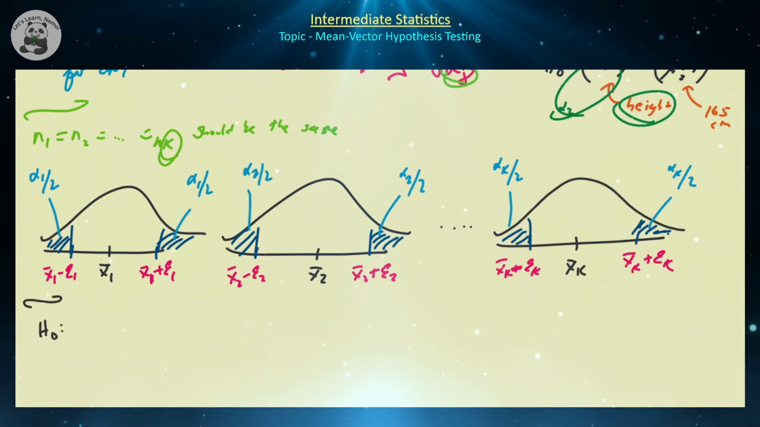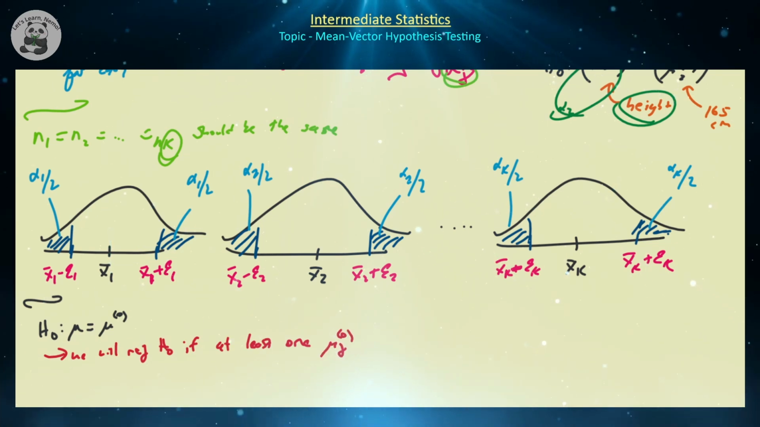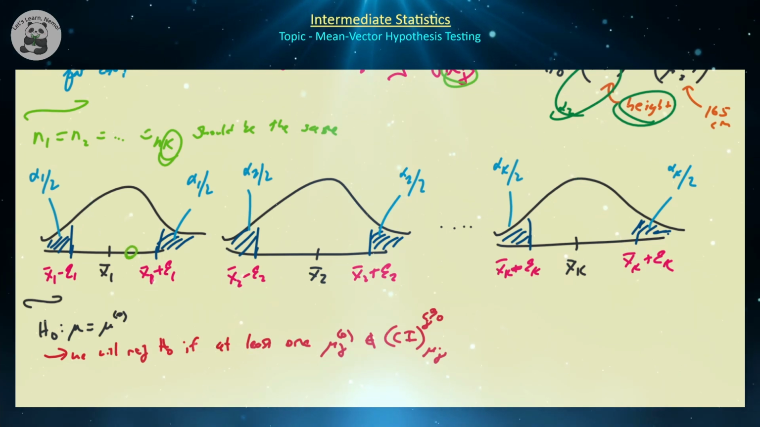Now remember, our null hypothesis is that the mean vector mu is equal to this claim mean vector mu 0. So how will we reject? We will reject the null hypothesis if at least one of these claims, let's call it mu j0, does not belong to our associated confidence interval under some level of confidence C%, and that obviously can change for each of these mu j's. So for example, we could have our mu10 located there. We could have our mu20 located there.